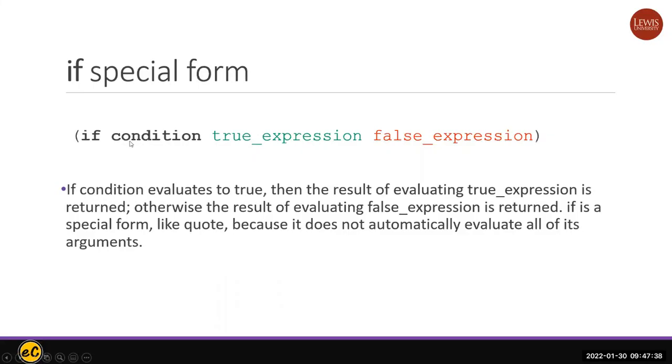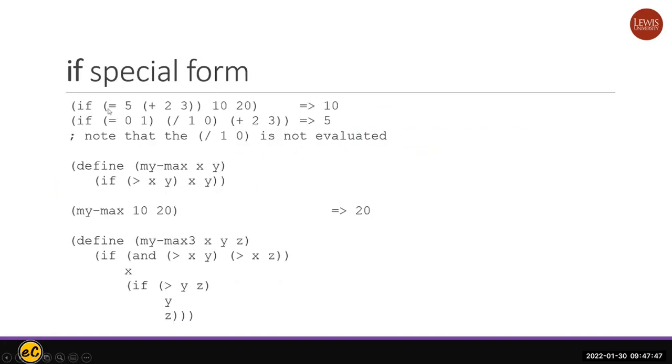Conditionals. So you have an if condition, a true expression, otherwise a false expression, and this will return one of the expressions. So this is a conditional statement. Here you have if equal 5 plus 2, 3, 5, and in the true portion you return this one, else you return this one. Okay.